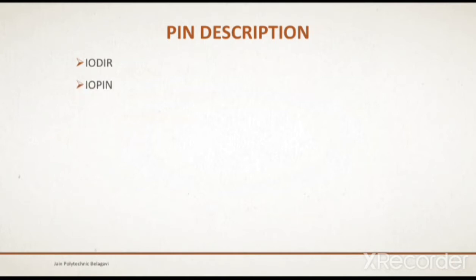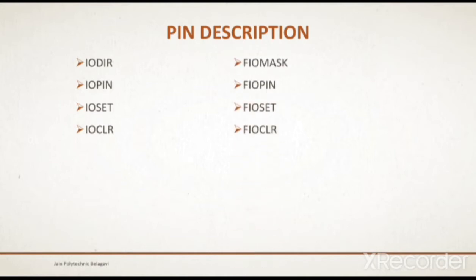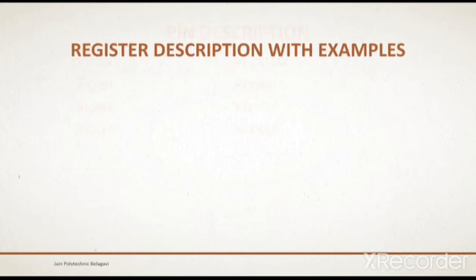Pin description of GPIO. There are different pins in general purpose input-output. That is IO-DR, IO pin, IO set, IO clear, FIO mask, FIO pin, FIO set and FIO clear. So, register description with examples.